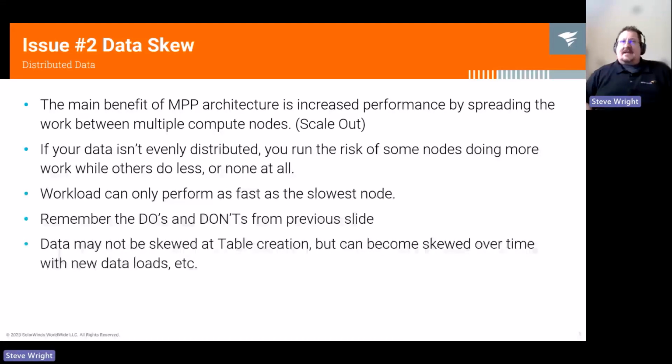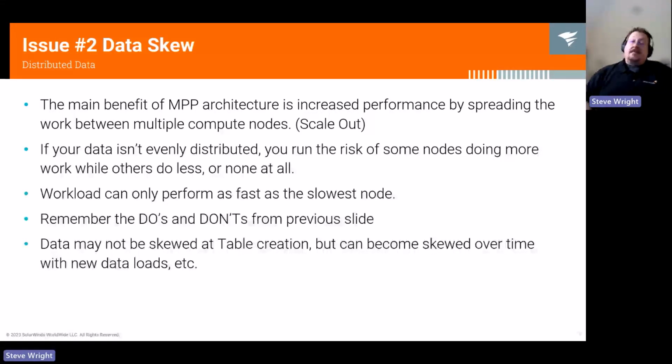And it's kind of a weakest link scenario, right? The workload can only perform as fast as the slowest node, more or less. If one node is doing all the work, it doesn't matter if I'm at a service tier that's got 60 compute nodes. If most of the data I'm working with is on one distribution, it's the one compute node that's going to be doing most of that work. So, of course, remember those dos and don'ts from the previous slide.